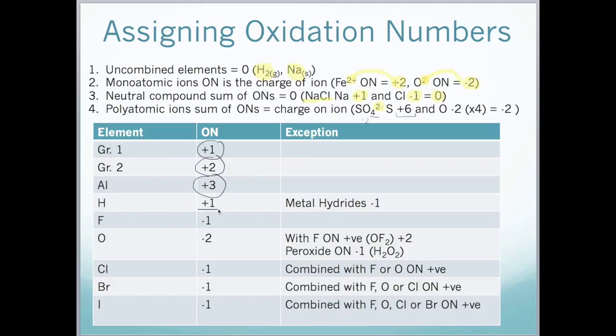Hydrogen usually is +1, with the exception of metal hydrides where it's -1. Fluorine always has a -1 oxidation number. Oxygen generally is -2, but if it is bonded to fluorine, the oxidation number will be positive. So for example, in OF2, the oxidation number of fluorine is -1 and because there are 2 fluorines, it means it's -2.